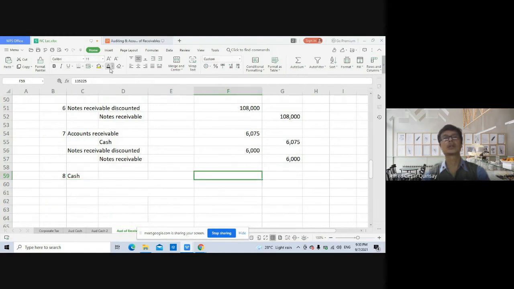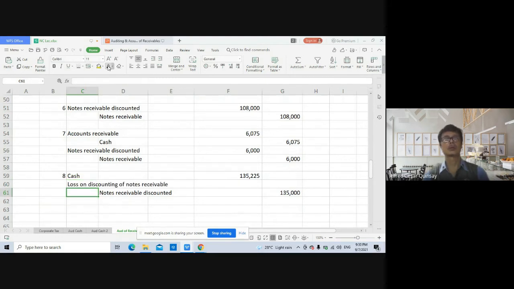So debit cash for 135,225. Okay, and debit notes receivable discounted. So the notes receivable discounted is yung 135,000. Now, as we can see, okay, so 135,000 and the interest income is 600 pesos. Okay, now, of course, the balancing figure here would be a loss. Now here's the computation for that.